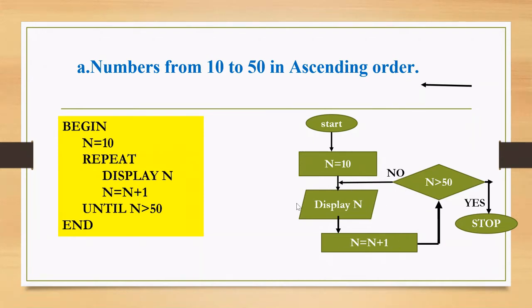Likewise, it will become 50 also. 50 is printed, then 50 plus 1, 51. 51 greater than 50, yes, then it stops, right? So that is very important, right? So this is the way to draw the flow chart by using repeat until, right?